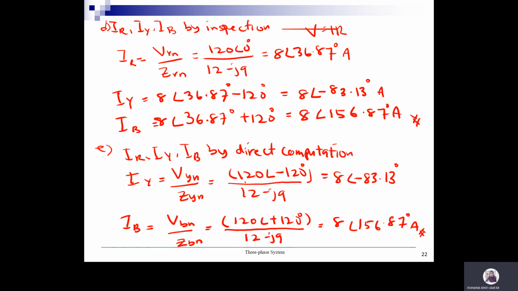If the question did not mention which method you can use, you can choose either inspection or direct computation. But this one is for a balanced system only. If you have an unbalanced system where the value of Z at the load is different, you have to use direct computation by applying Ohm's law.